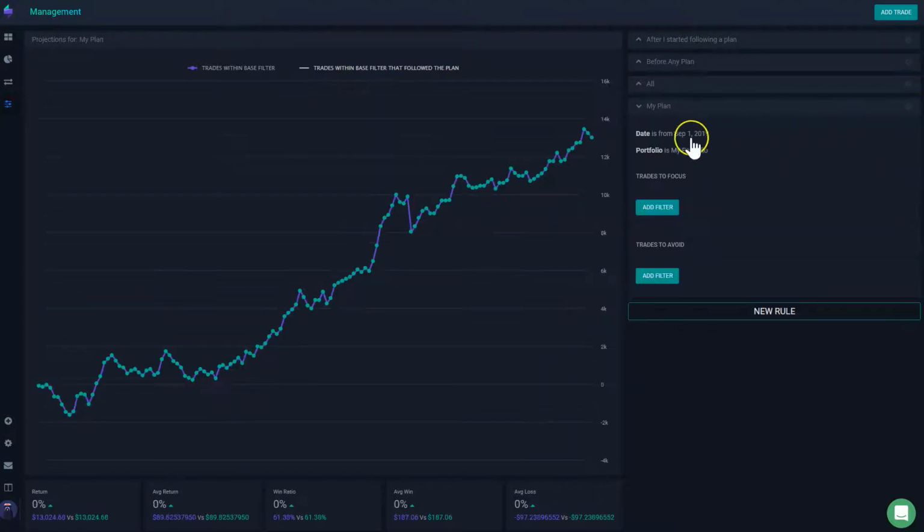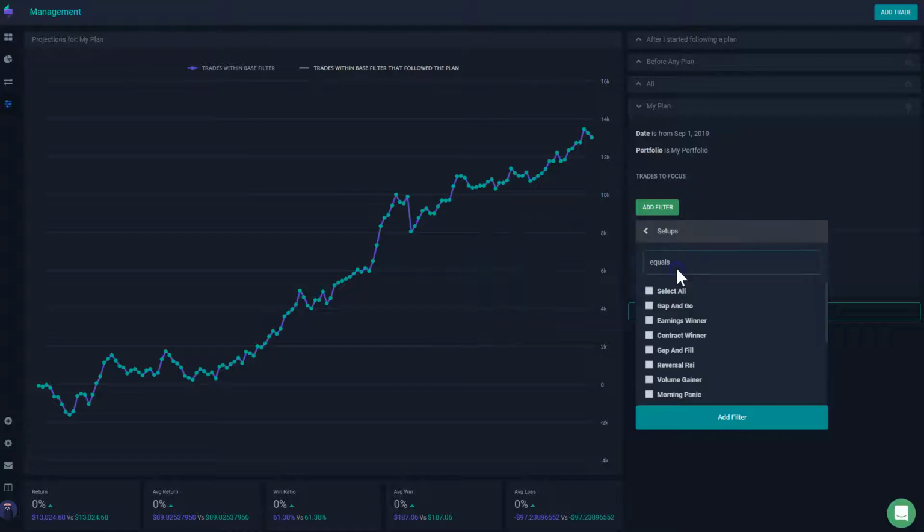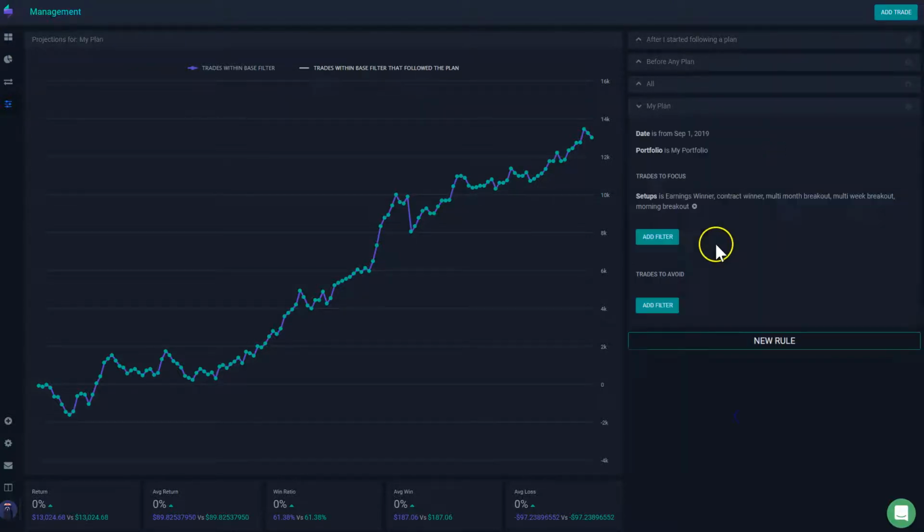Okay. So once I have done that, I have defined already the dates that this applies from, and then the portfolio. So I'm going to tell now the system, hey, I want to focus on which trades. Okay. So I want to focus on perhaps certain setups. As you can see here, I'm trading plenty of setups, yet I know that only certain setups are actually working for me. So I want to click on those setups. I want to click on earnings winners, a contract winner, multi-month breakout, multi-week breakout, and mornings breakout. And then I want to click add filter.